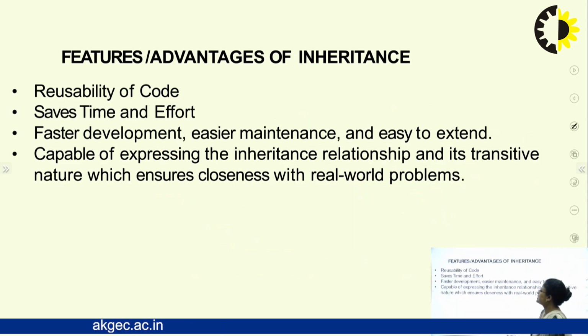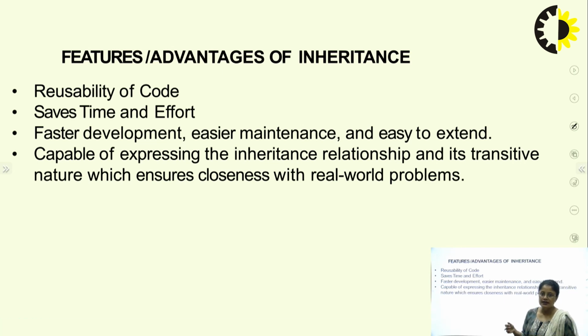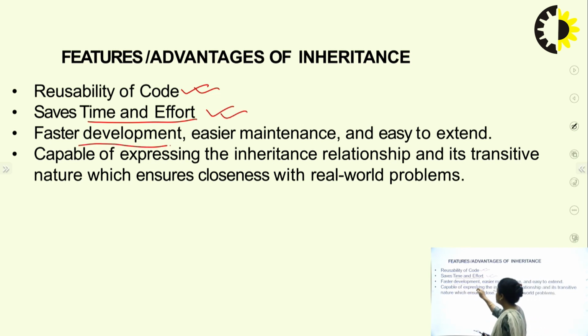So what are the advantages or features of inheritance? Whatever is there in the base class gets carried over to the derived class. So we say reusability of code. That's a very strong point which supports inheritance. When you're coming to the derived class, we don't have to rewrite everything, because if things are inherited from the base class, whatever is there in the base class will automatically come to the derived class by default. We as programmers don't have to do extra. So it saves time and effort, and in the process it leads to faster development, easier maintenance, and is easy to extend.